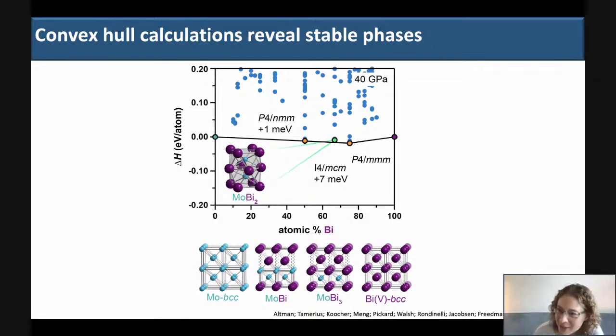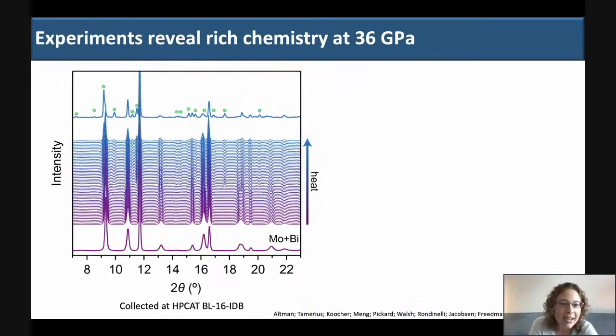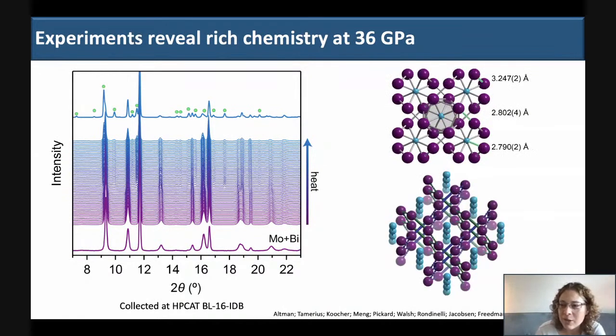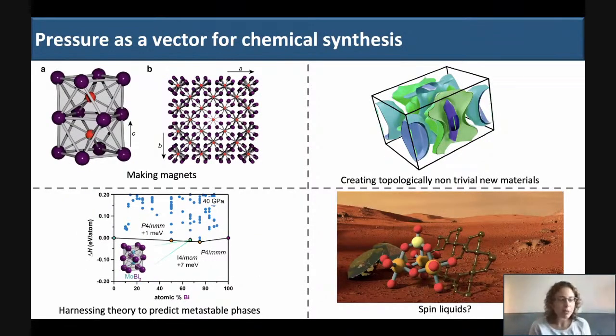So of course, after doing the calculations, we go into the lab and actually do the experiments. And these are again powder diffraction patterns, and Allison was indeed able to synthesize this new molybdenum bismuth phase, which we're really excited about. So we can use theory to predict some of these phases. Now, I've talked a lot about how we can make new compounds using pressure, and there are other compounds we've synthesized in the lab, but I feel like if I keep just talking about different compounds, it becomes an uninteresting list of things, and there isn't as much to teach you.